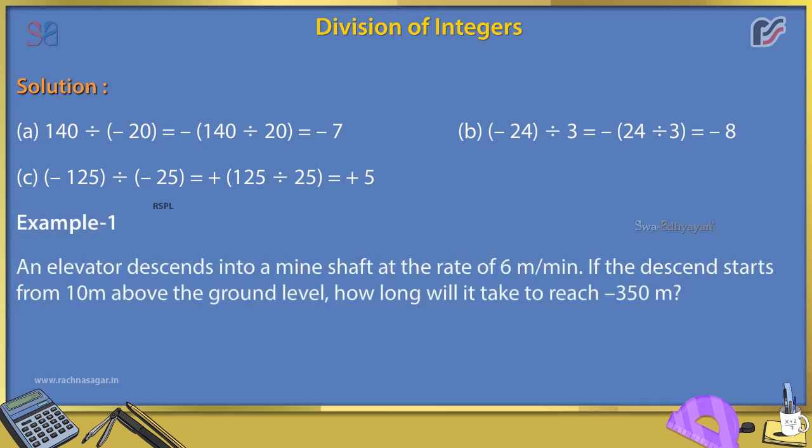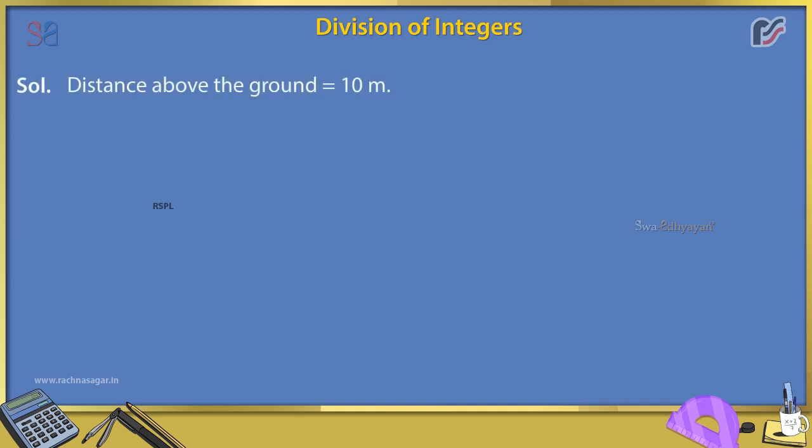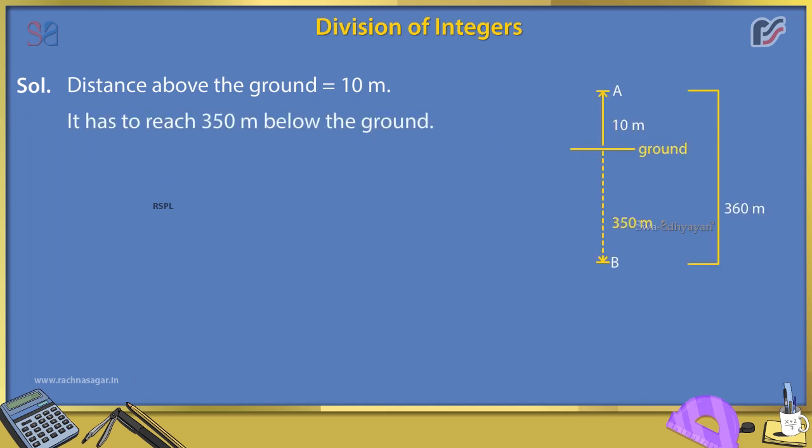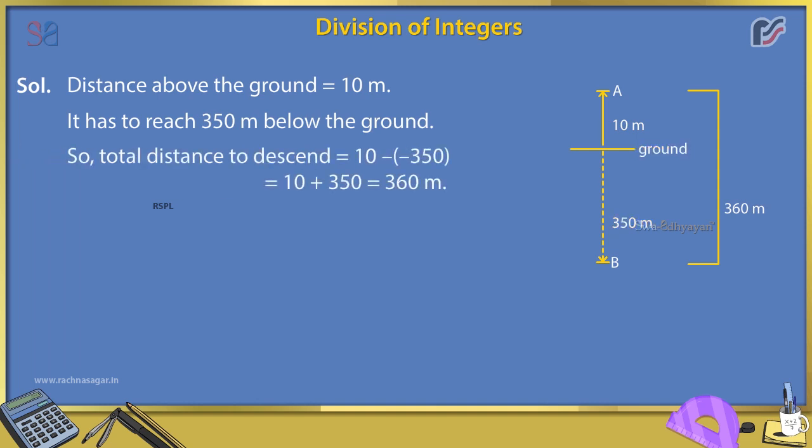Example 1. An elevator descends into a mine shaft at the rate of 6 meters per minute. If the descent starts from 10 meters above the ground level, how long will it take to reach −350 meters? Solution. Distance above the ground is equal to 10 meters. It has to reach 350 meters below the ground. So, total distance to descend is equal to 10 − (−350), which is equal to 10 + 350, which is equal to 360 meters.